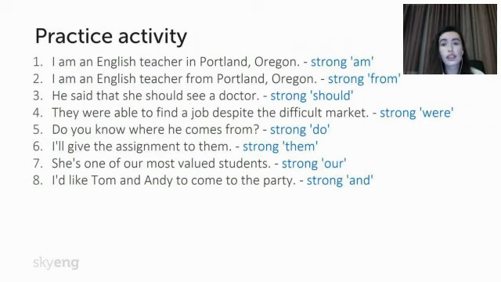He said that she should see a doctor, because "should" is strong here. They were able to find a job despite the difficult market. Do you know where he comes from? I give the assignment to them, not the others. She's one of our most valued students. I'd like Tom and Andy to come to the party. Not only Tom. Take Andy with you. Okay. Doing well?